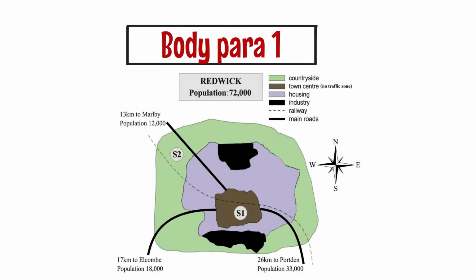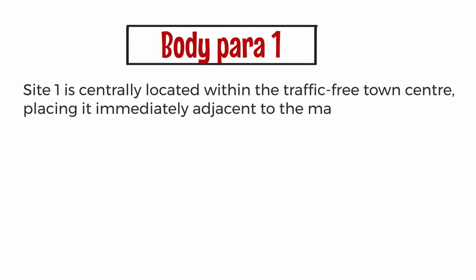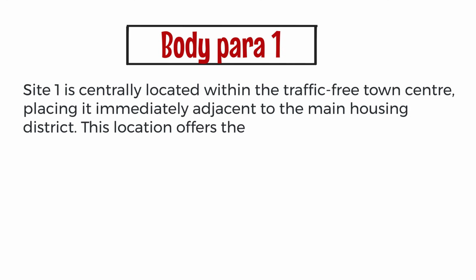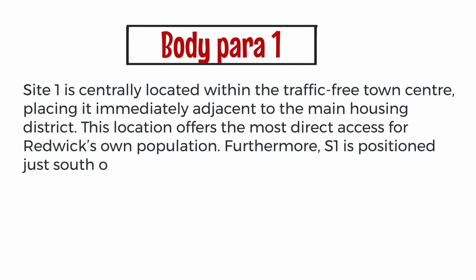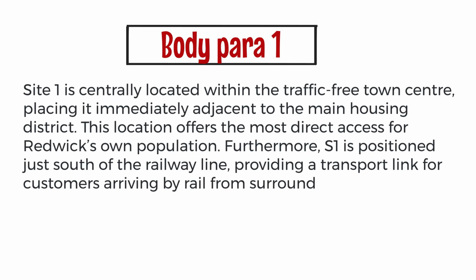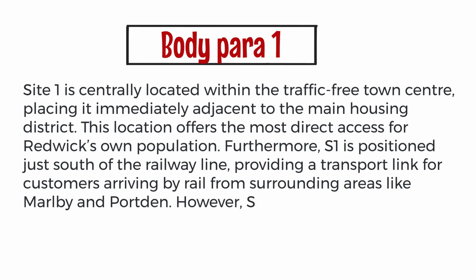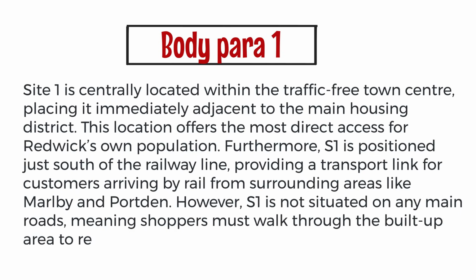Moving into our first detail paragraph, we focus entirely on Site 1. We highlight its proximity to the local population, the railway link, and its main drawback. Site 1 is centrally located within the traffic-free town center, placing it immediately adjacent to the main housing district. This location offers the most direct access for Redwick's own population. Furthermore, S1 is positioned just south of the railway line, providing a transport link for customers arriving by rail from surrounding areas like Marlby and Porden. However, S1 is not situated on any main roads, meaning shoppers must walk through the built-up area to reach it.